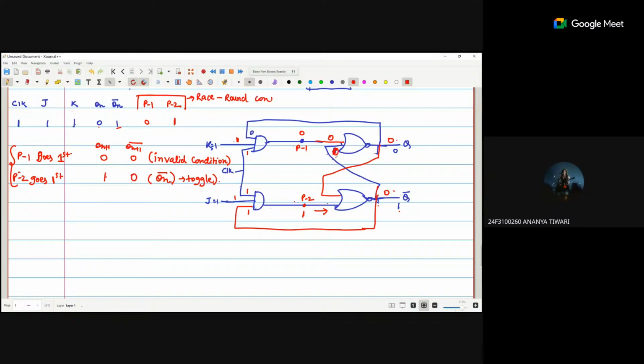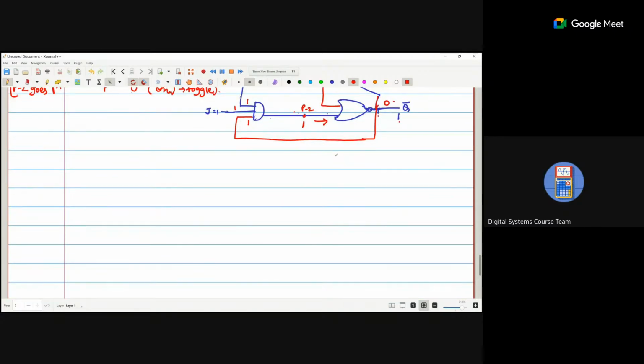Okay, sir. Get it? Okay. Now with every flip flop we have three different types of tables. One is the truth table, second is the characteristics table, and third is the excitation table.